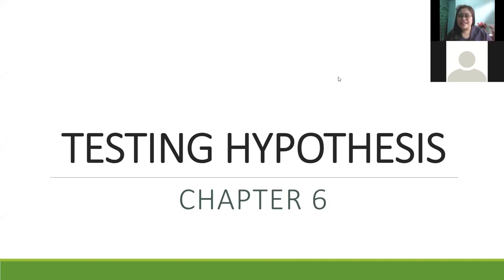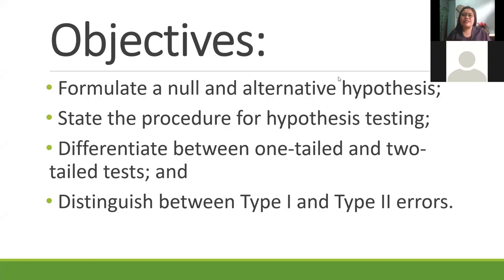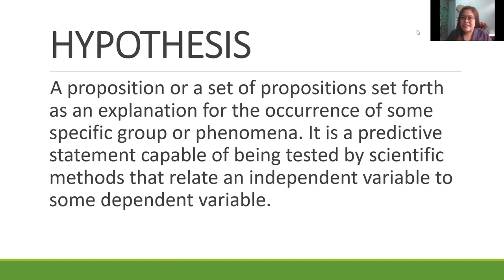So chapter 6 is about testing hypothesis. We will just have a review regarding the null and alternative hypothesis, and then we will also have a review on the procedure for hypothesis testing. And then for the continuation of this lesson, we will differentiate between one-tailed and two-tailed tests and distinguish between type 1 and type 2 errors in hypothesis testing.